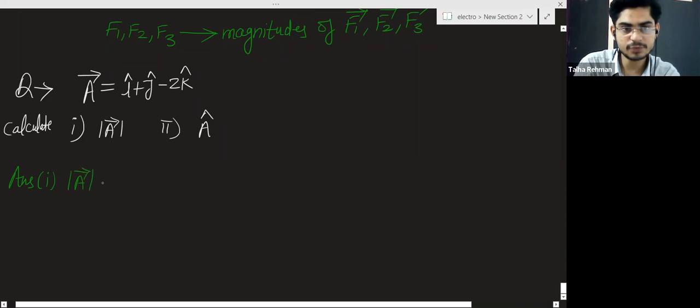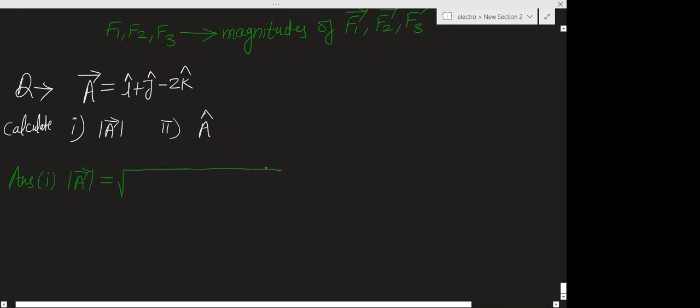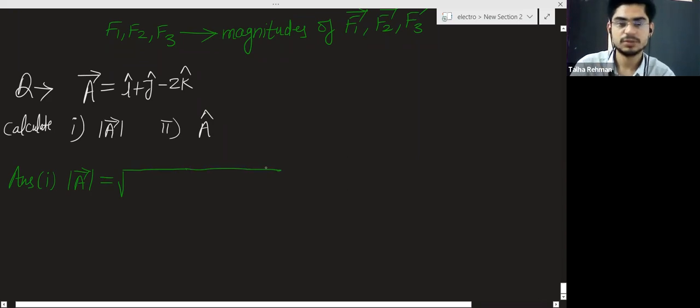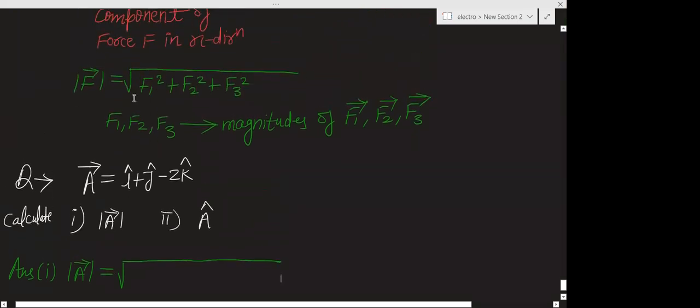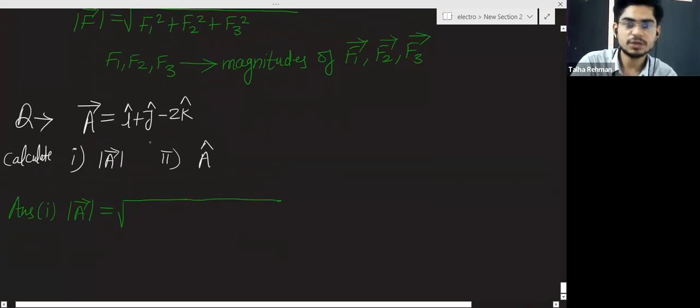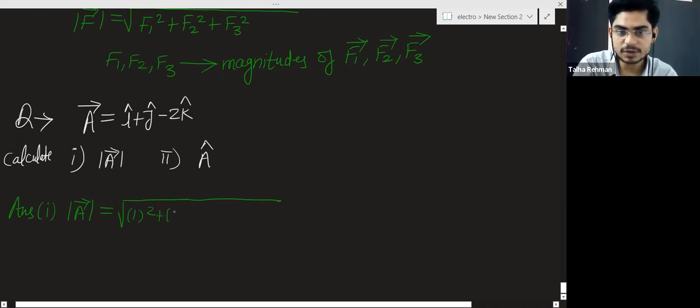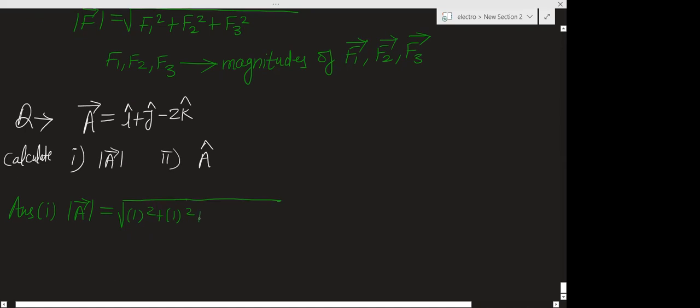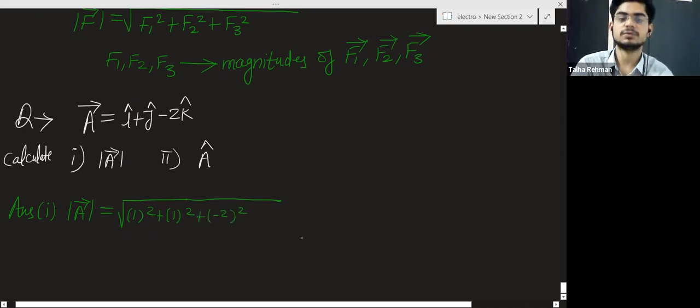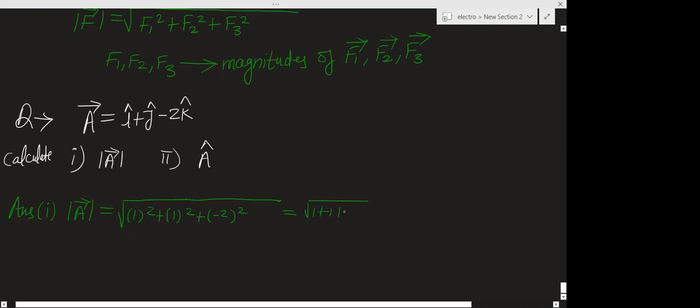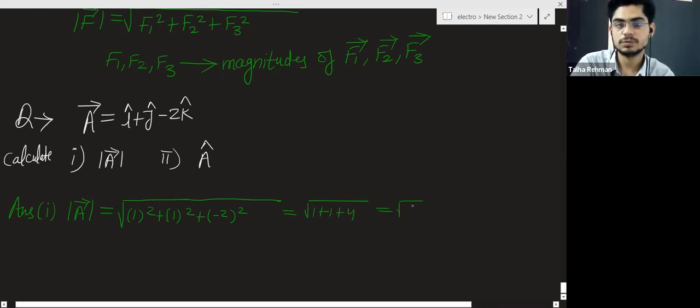So for A, we have to calculate the magnitude. How will we calculate the magnitude? We have been given the formula: the square root of F1 square plus F2 square plus F3 square. Here there is only i, so we will take 1 square. Here there is only j, so I am writing only 1 square. And here is minus 2. You will take the square of minus 2 in brackets. So this will become 1 plus 1 plus 4, that is 6. Root 6.